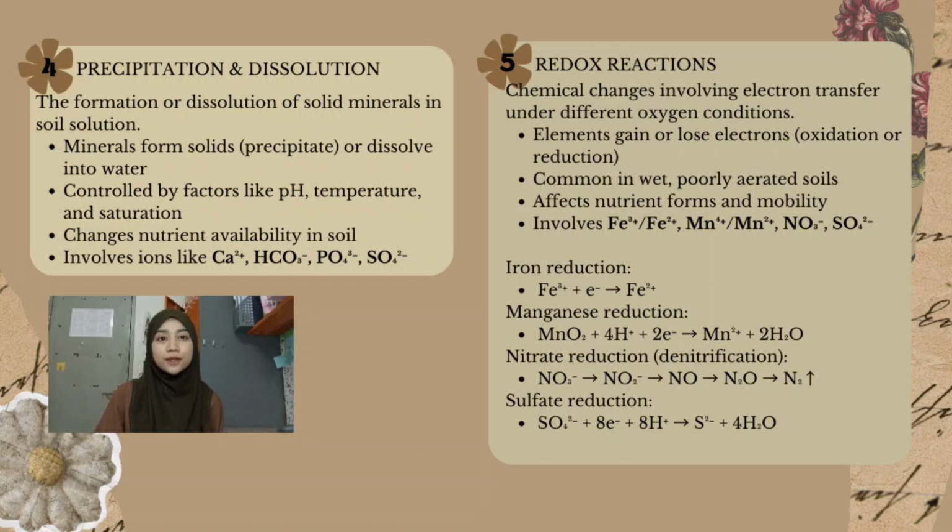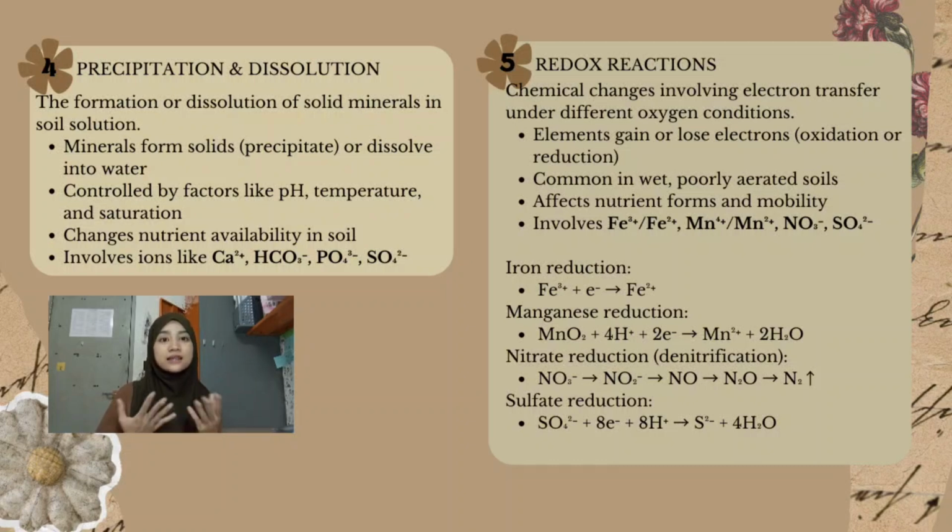The next important process is redox reactions. Redox reactions involve the gain or loss of electrons by elements changing their oxidation states. These reactions are essential in controlling the chemical form and mobility of elements like iron, manganese, nitrogen, and sulfur.